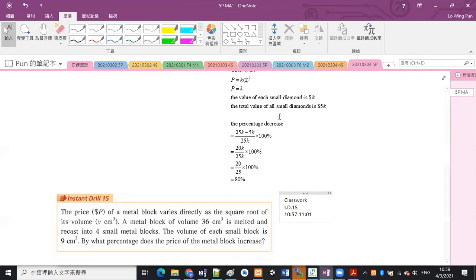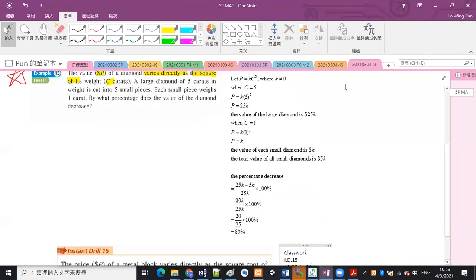Mr. Low, yes. Can you go up a bit? I have to see this example. Okay, is that okay now?